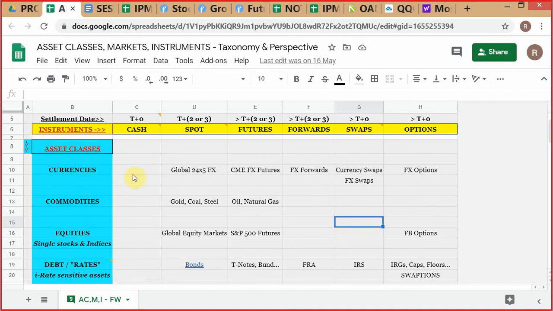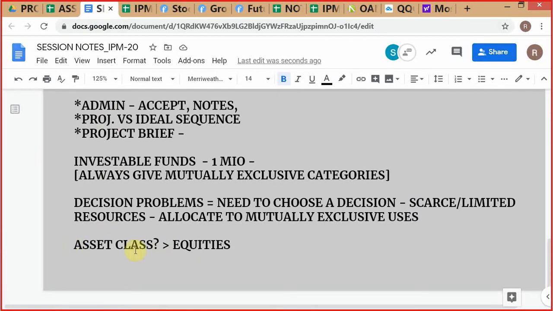The point I'm trying to clarify here is that when you're solving this decision problem about asset class, you don't have to choose just one. You can also decide on multiple asset classes, not just one asset class.